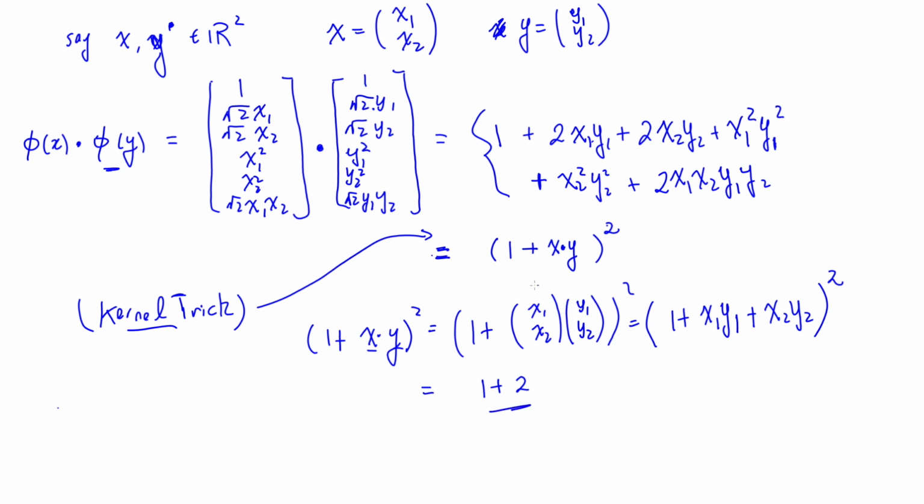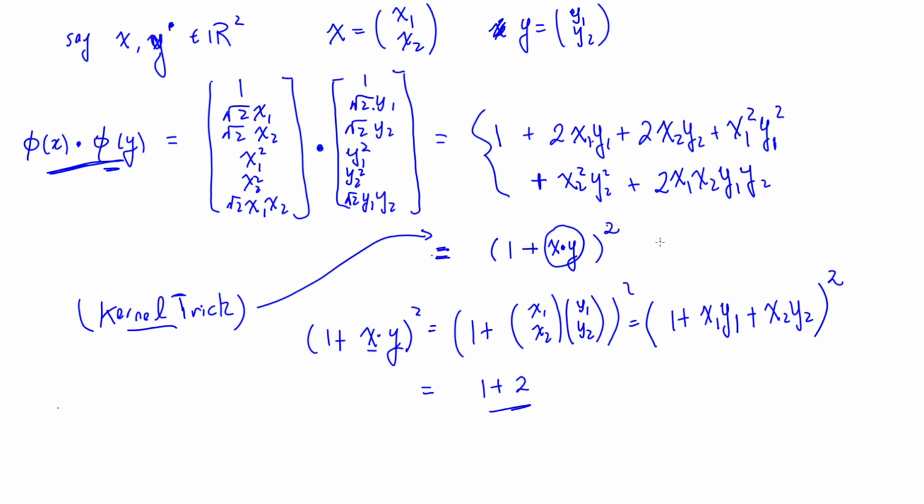Now, the reason this is called the kernel trick is because I'm actually computing the dot product between these high-dimensional, 6-dimensional vectors by looking at a function of a dot product of 2-dimensional vectors, adding 1 and then squaring. So this is much cheaper to compute than actually computing the entire dot product.